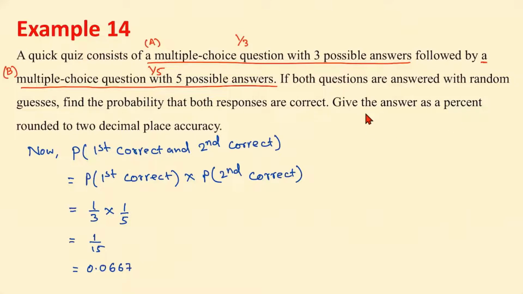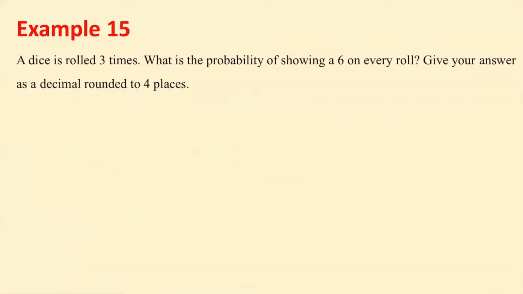And we are asked to give the answer as a percent rounded to 2 decimal places. So if we change this to a percentage, we multiply by 100. So this will be 6.67%. So that is the probability that they will get both answers correct. By guessing, there is very little chance that you will get both of them correct. It's just 6.67%. Okay, that was number 14.